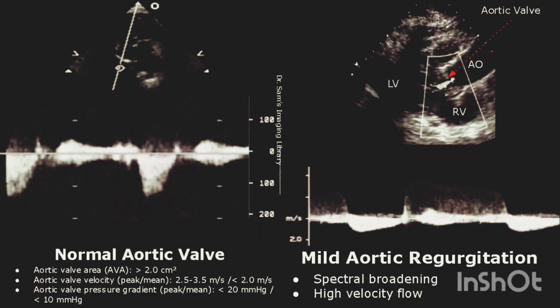This is a spectral Doppler waveform of mild aortic regurgitation. There is spectral broadening and a high velocity flow. The velocity is almost 4 meters per second.